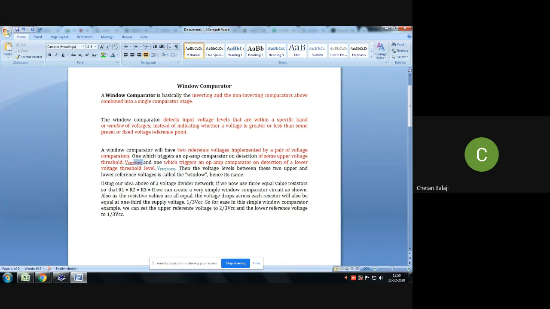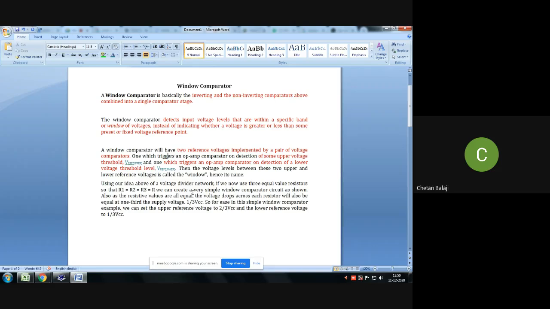I can set the value; that depends upon my VCC. Okay, fine. So I hope you got it, there will be 2 triggering points. One triggering point is at the lower voltage, which is called V reference lower. The other triggering point is the upper voltage, which is called V reference upper.